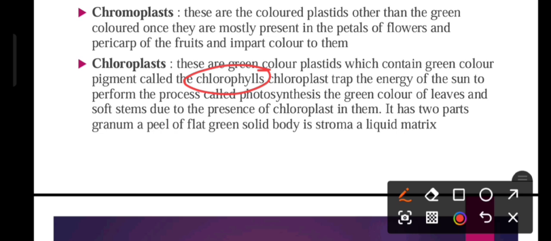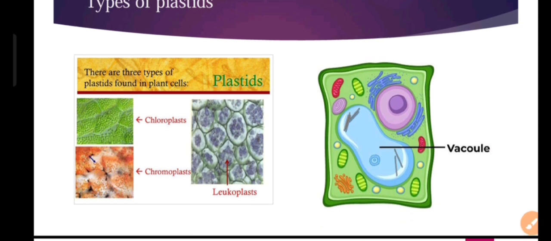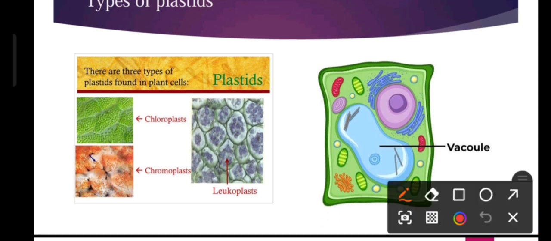Photosynthesis occurs in the green color of the leaf and soft stem due to the presence of chloroplasts in them. It has two parts: granum, a pile of flat green solid bodies, and stroma, a liquid matrix. Granum and stroma, two parts, make up the chloroplast structure. These are the types of plastids. See, this is the leucoplast.